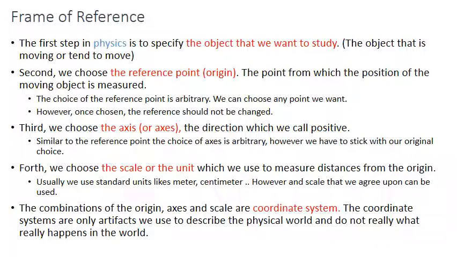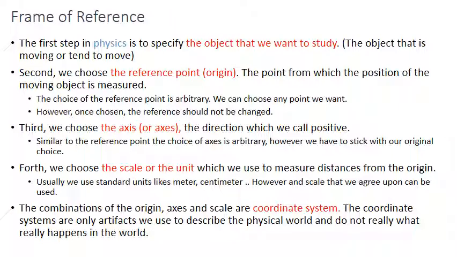For example, if I'm looking on the street, my object could be the cars. It could be the moon. If I want to study the motion of the moon around the Earth, it could be the Earth itself. It could be the whole solar system. So I want to specify what object I'm studying.